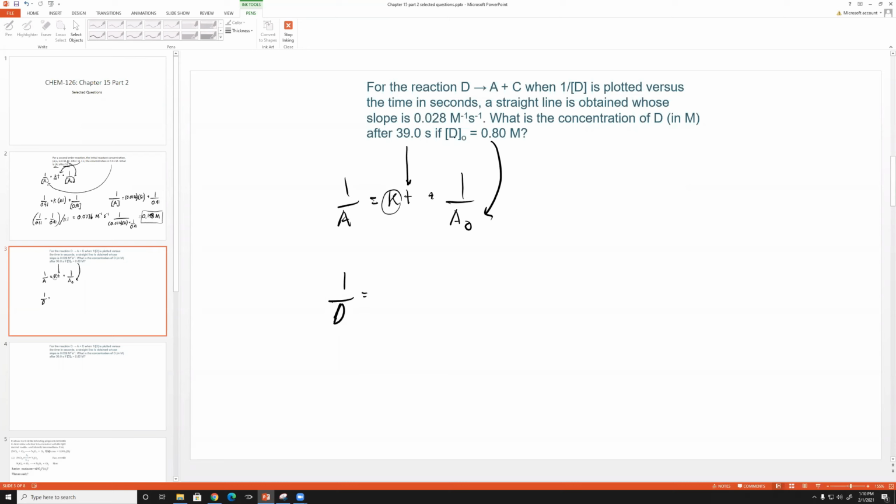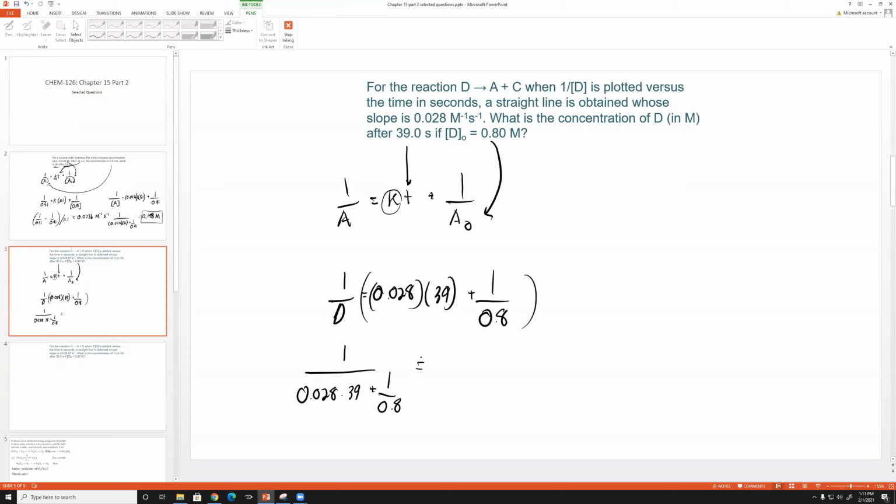So we have 1 over D equals our K, which is 0.028, times our time, which is 39 seconds, plus 1 over D0, which is 0.8. And we can solve this very similarly to how we solved the previous one. Multiply both sides by D and divide both sides by this entire right side of the equation. So we have 1 over 0.028 times 39 plus 1 over 0.8.